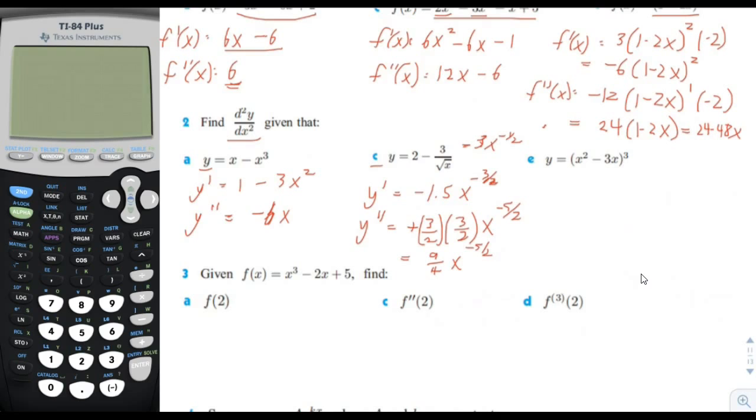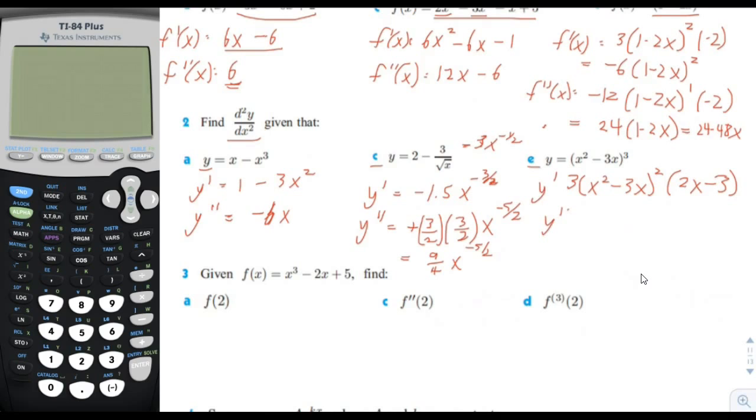Okay. E. Let's take the derivative of this function. So we're going to have 3 times x squared minus 3x squared. And then we multiply times the derivative of what's inside, 2x minus 3. Okay? And then that is the first derivative.